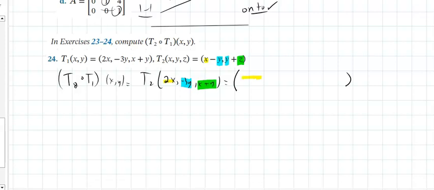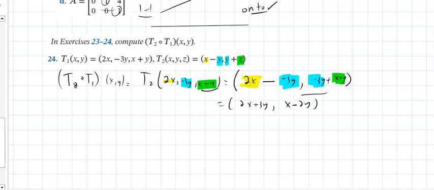So the yellow part minus the blue part, and the blue part plus the green part. So the yellow part was 2x minus 3y and minus 3y, and the z component will be 2x plus 3y and x minus 2y. There you go. And that's pretty much it for this section.